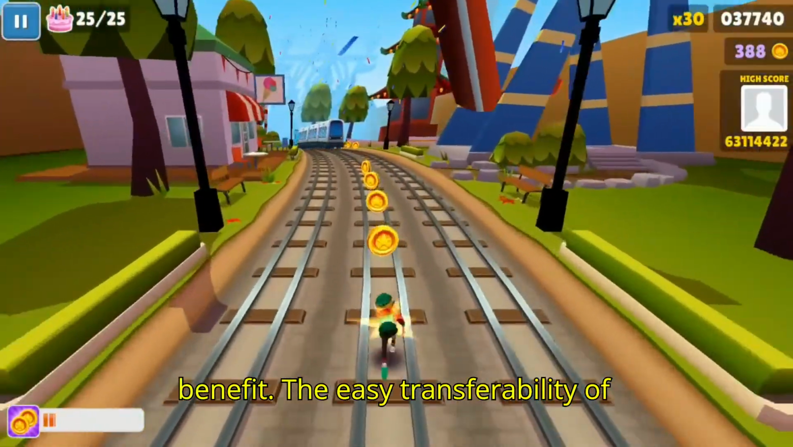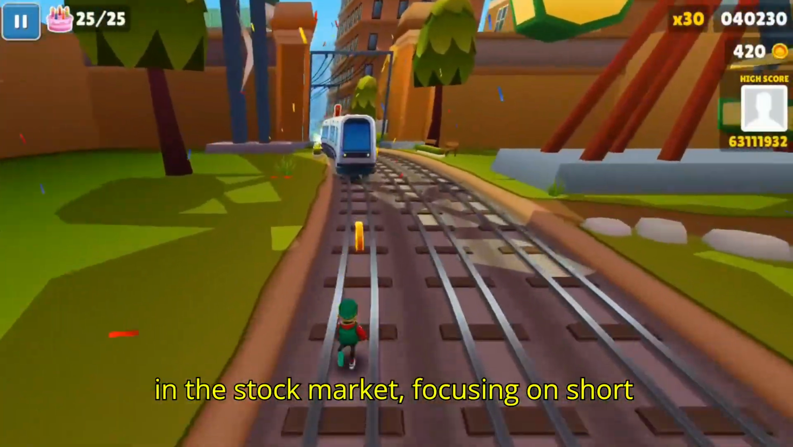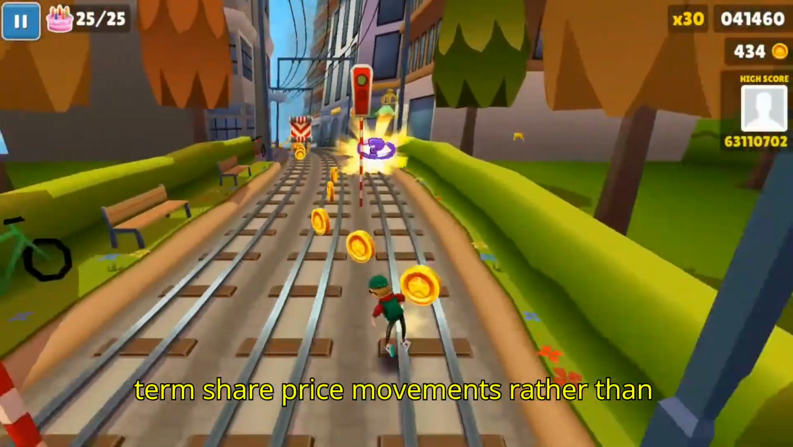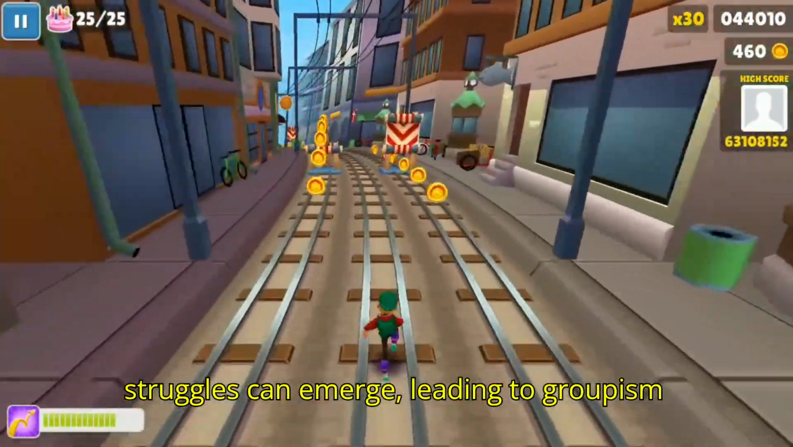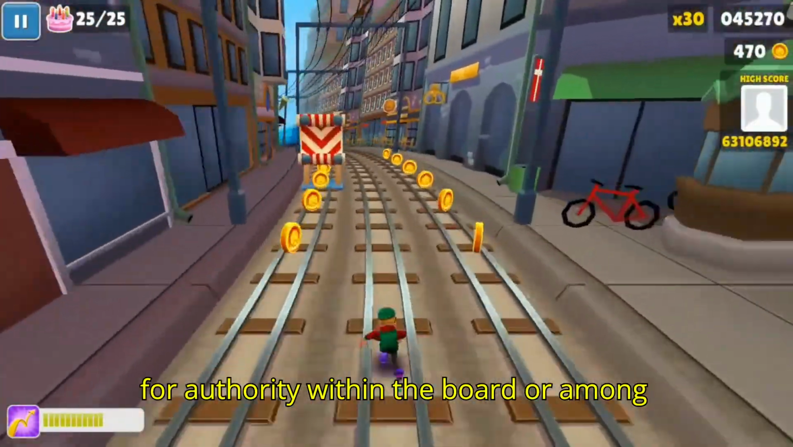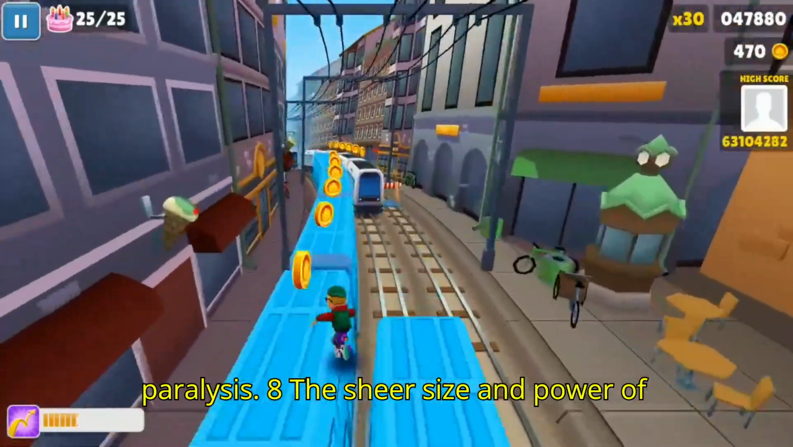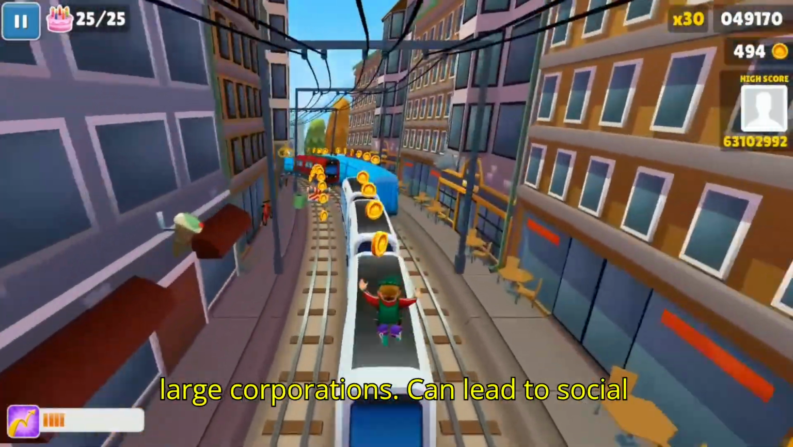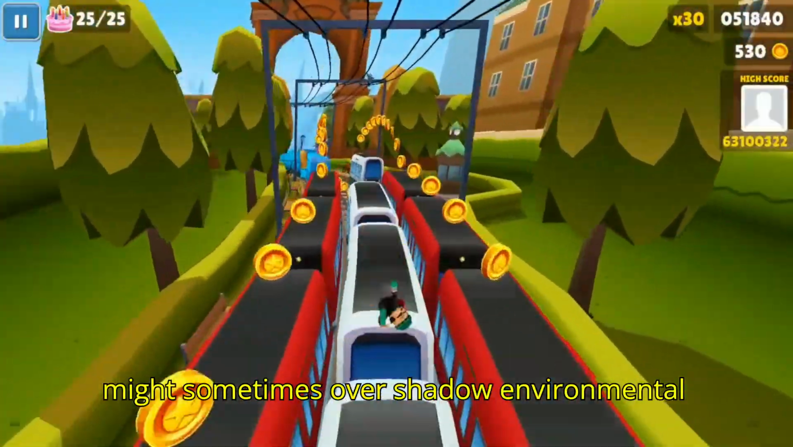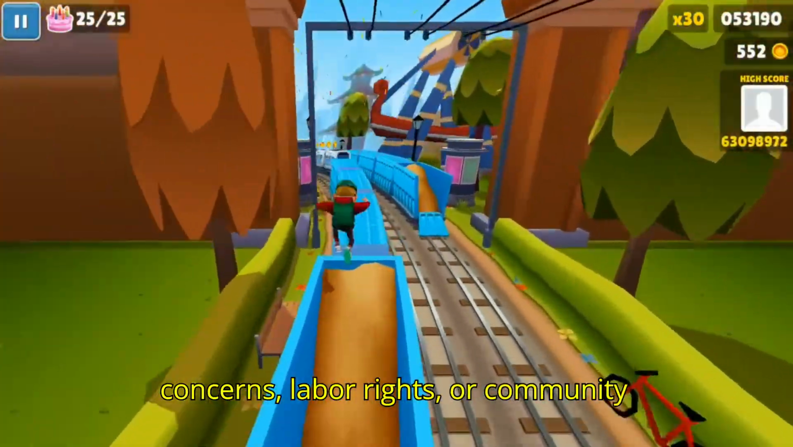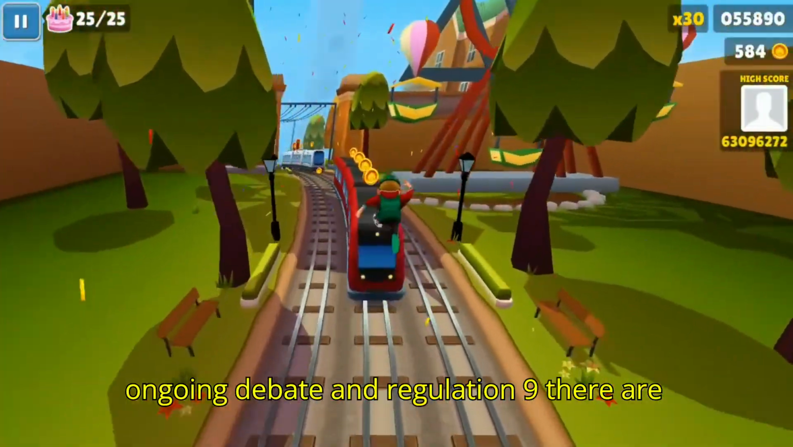6, the easy transferability of shares can encourage reckless speculation in the stock market, focusing on short-term share price movements rather than long-term company health. 7, power struggles can emerge, leading to groupism for authority within the board or among large shareholders, causing conflict and paralysis. 8, the sheer size and power of large corporations can lead to social abuse. The focus on profit maximization might sometimes overshadow environmental concerns, labor rights, or community well-being. This is a major area of ongoing debate and regulation.